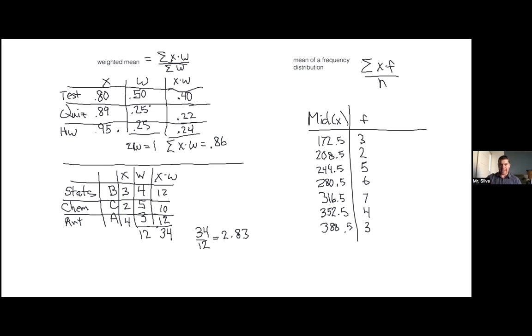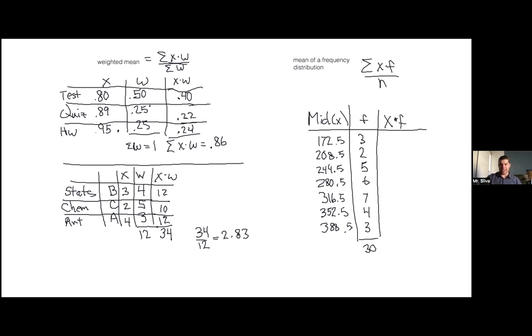So again, we're going to multiply x times f. Those are going to be big numbers. x times f. I'm going to find all these numbers. So 172.5 times 3, 208.5 times 2, 244.5 times 5. Well, here it is. It said n is the sum of f. The sum of f is your sample size. So I'm going to add all those numbers together. I got 30. N is 30.